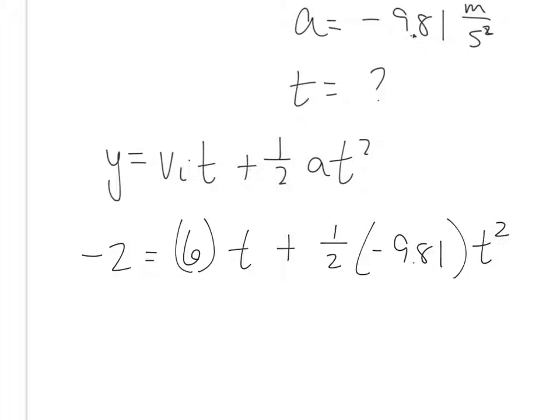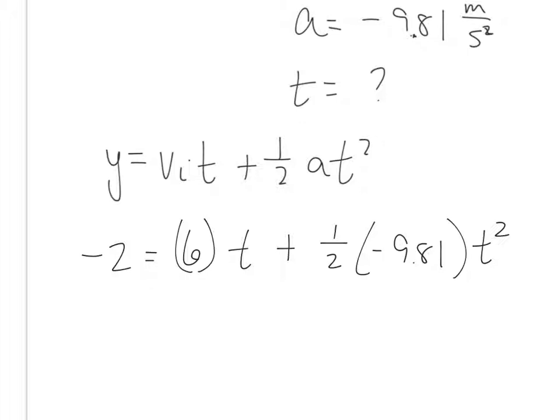Why am I going to use the quadratic formula here? Because you have a quadratic equation: t squared and t. It's a quadratic. Had this not been here, the 6t, make believe that's not there, then it's easy. Multiply by 2, divide by acceleration, take the square root. You can do it. But when that t is there, next to the 6, that screws everything up.